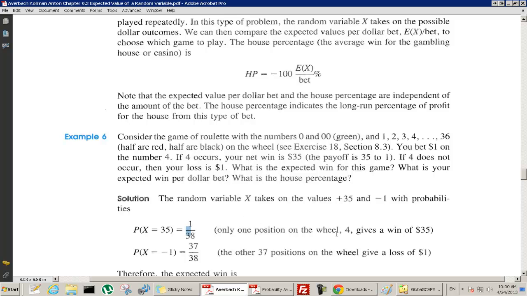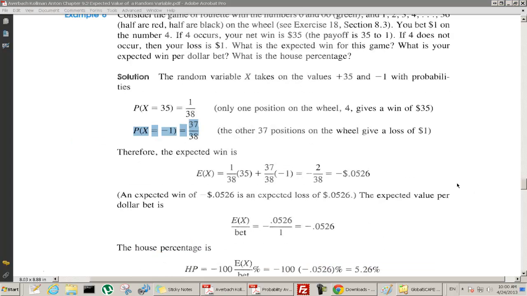Okay, anyway, so the probability is 1 over 38. Only one position on the wheel, 4, gives a win of $35, so 1 out of 38. And then the probability of losing $1 is 37 over 38. So we have a random variable, and we know the probabilities for each possible outcome. So then we can calculate the expected value of x. It's 35 times the probability of that, 1 over 38, and it's -1 times its probability, which is 37 over 38. So your expected outcome is -2 over 38.